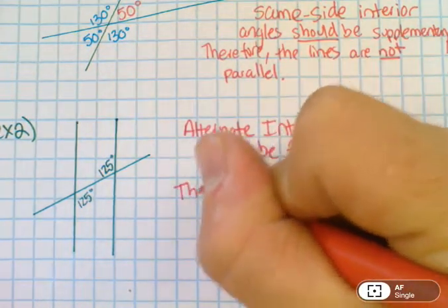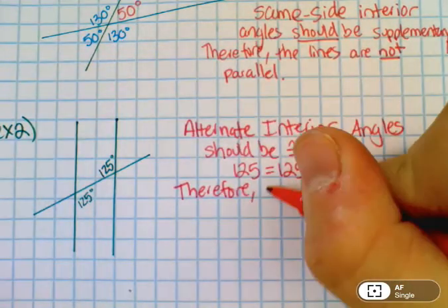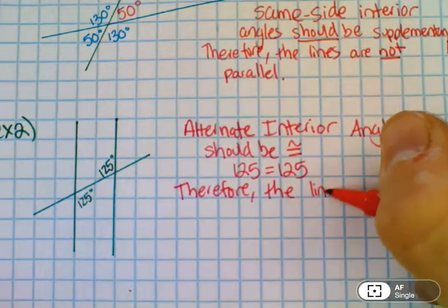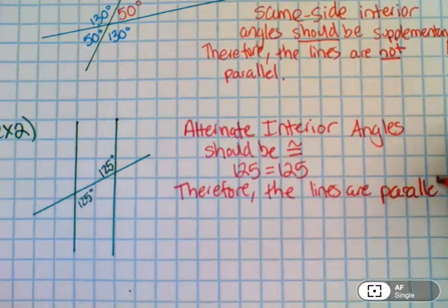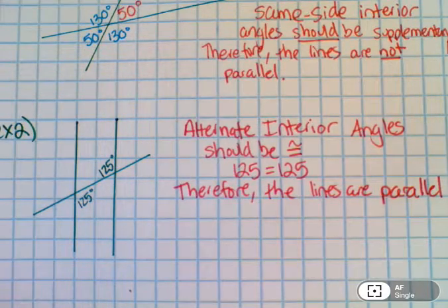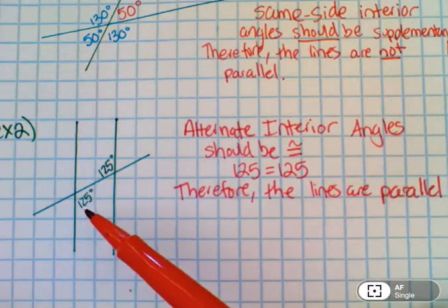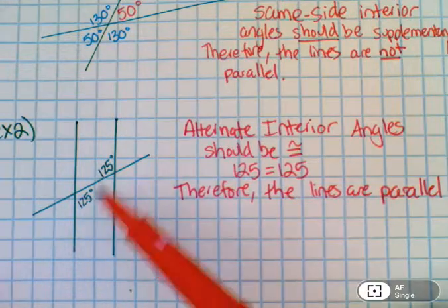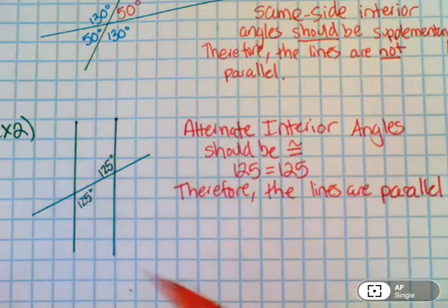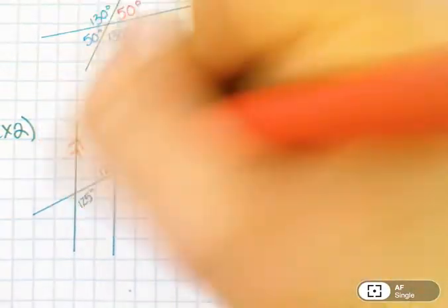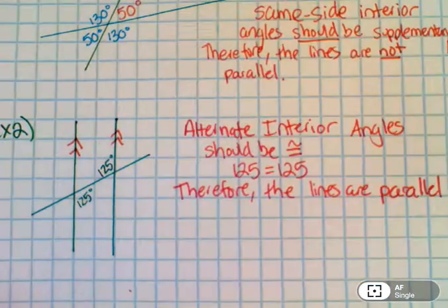So we're going to say, therefore, the lines are parallel. And that's it. A converse just means you flip around the if-then statement. The alternate interior angles theorem said, if two lines are parallel, then the alternate interior angles are congruent. And we're flipping that around. Now we're saying, if the alternate interior angles are congruent, then our lines are parallel. That's what a converse is. So here we're going to mark that those lines are parallel now that we know it.